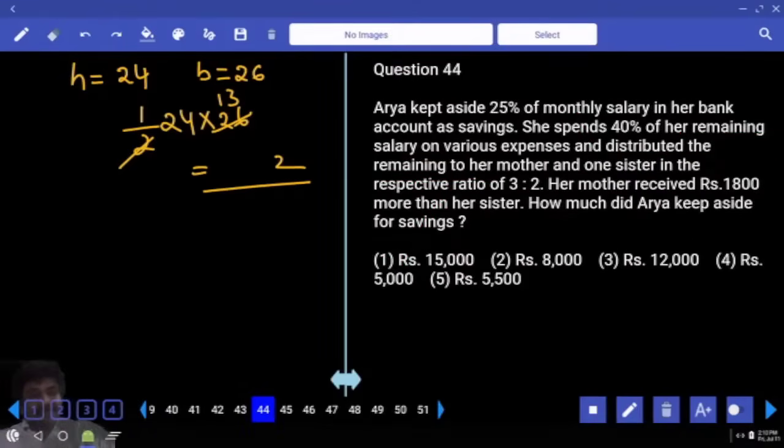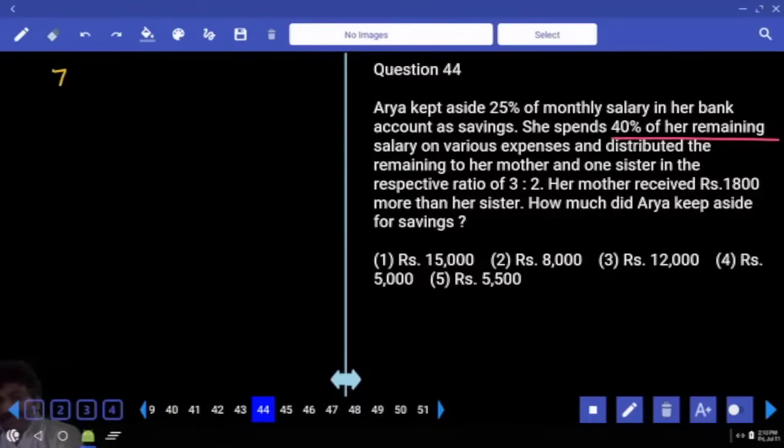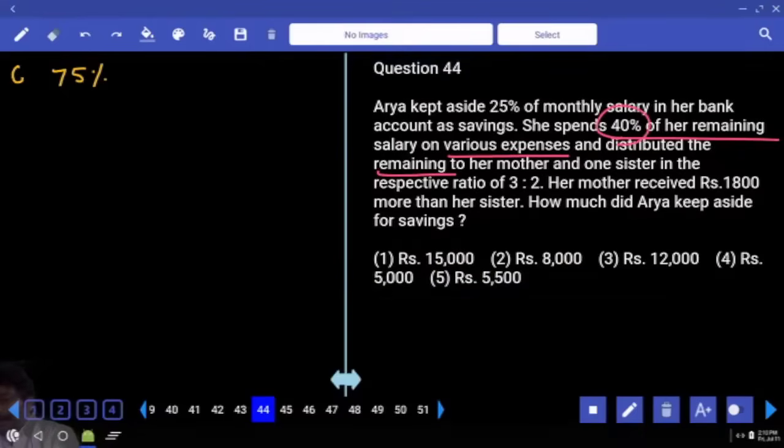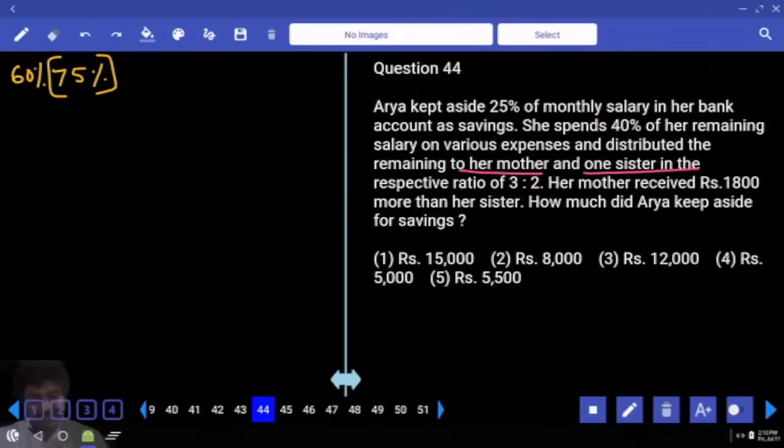Arya kept aside 25% of monthly salary in her bank account as savings. She spends 40% of the remaining. If 25% is kept in bank account, remaining is 75%. Out of this remaining 75%, she spends 40% on various expenses and distributes the remaining. If 40% is over, remaining is going to be 60% to her mother and sister in the ratio 3:5.